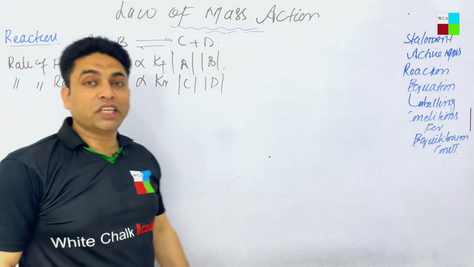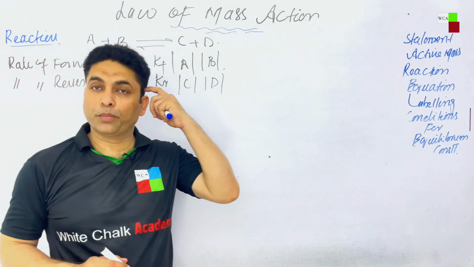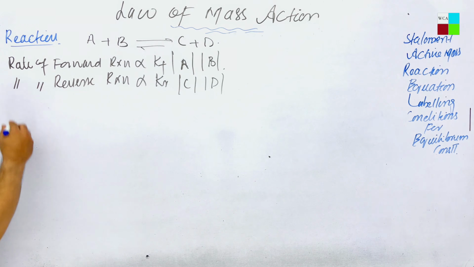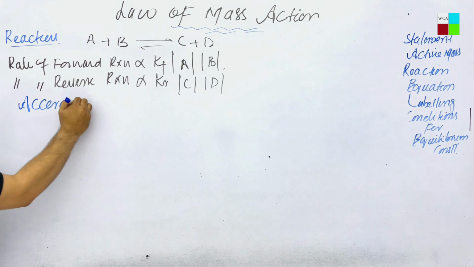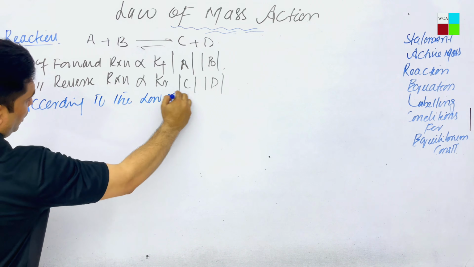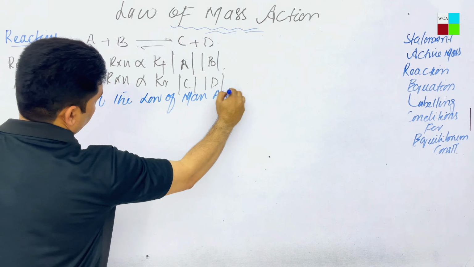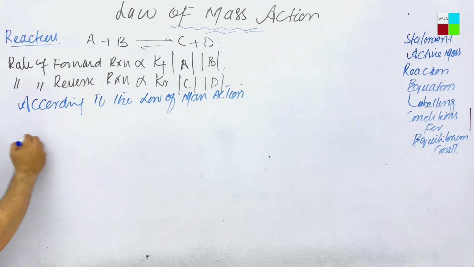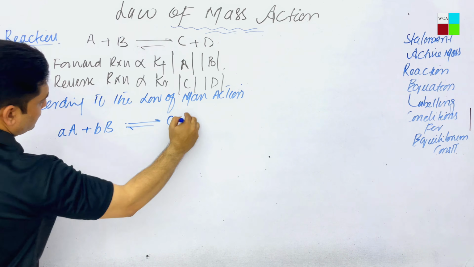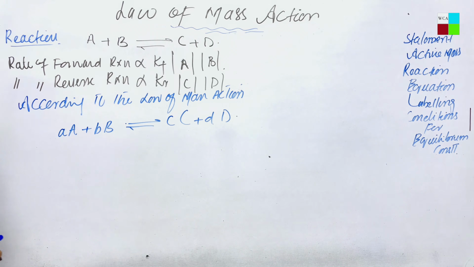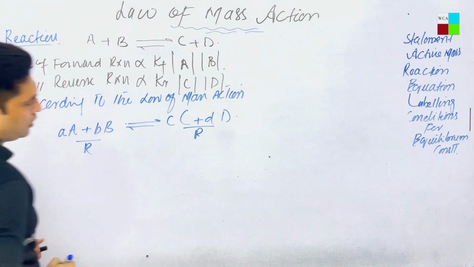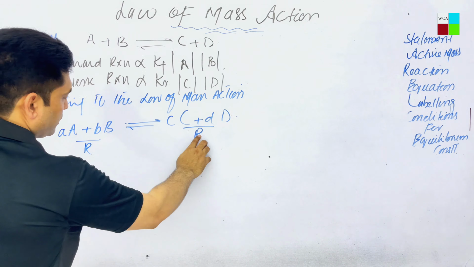So now if we change this reaction and write it with the proper coefficients, what will be the expression? According to the law of mass action, putting a heading, we are writing a general reaction, that is aA plus bB gives us cC plus dD. Now our reactant side, our product side. Okay, so now let's remove this one.